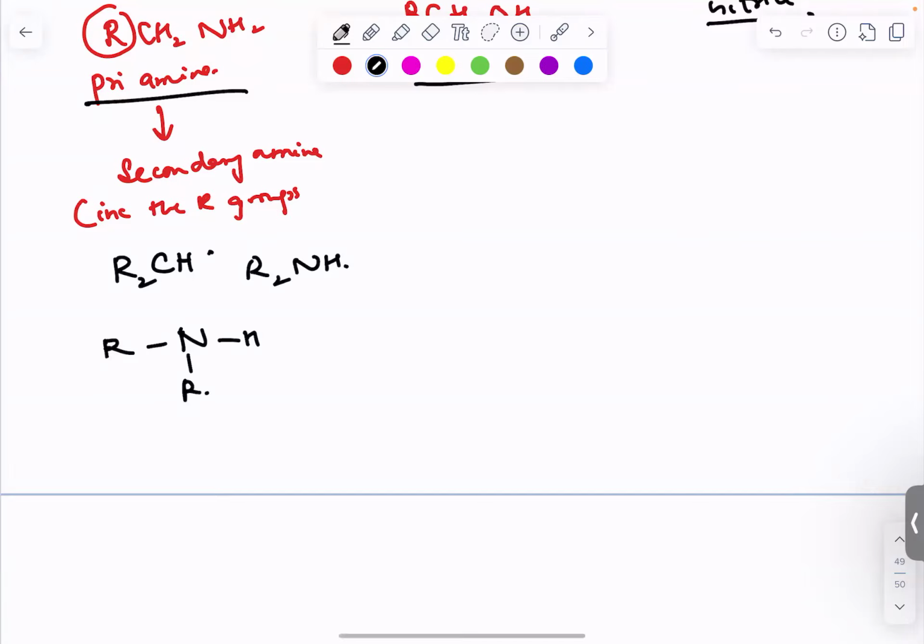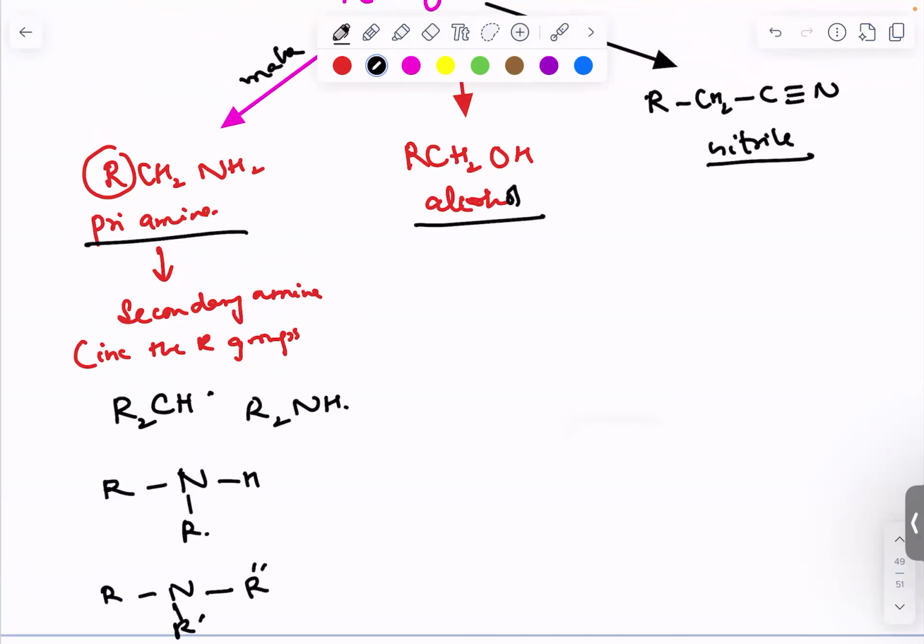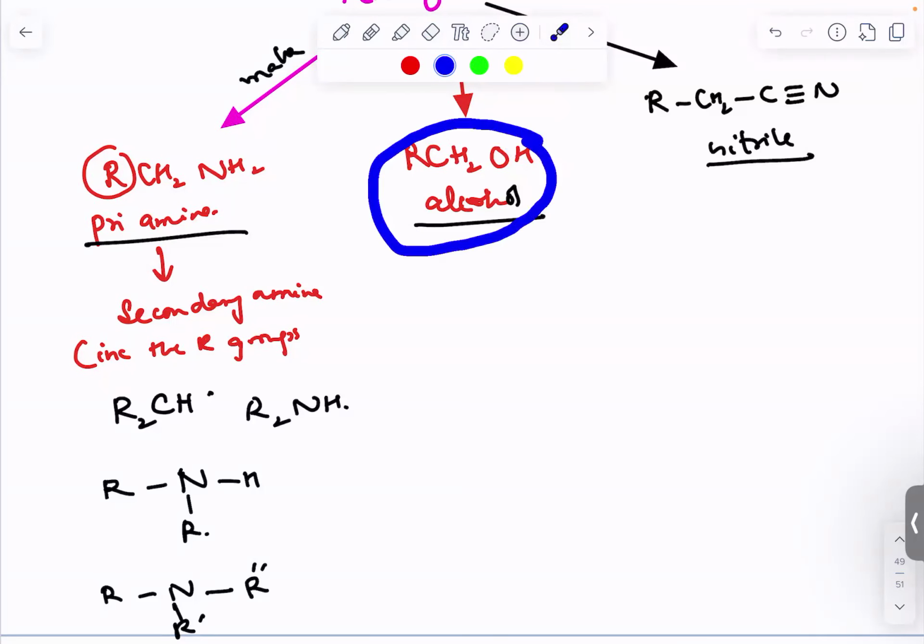So tertiary amine would be N, R, R dash, and R double dash. This could be tertiary amine. And the same goes with the alcohol. You can take primary alcohol, secondary alcohol, or tertiary alcohol. You can form according to what you have taken. If you take primary halogenoalkane, you are going to get primary alcohol. If you take secondary halogenoalkane, you will get secondary alcohol. If you take tertiary halogenoalkane, you will get tertiary alcohol. Does it make sense, beta? Yeah. All right. And nitrile is one and the same thing, you will simply keep nitrile.